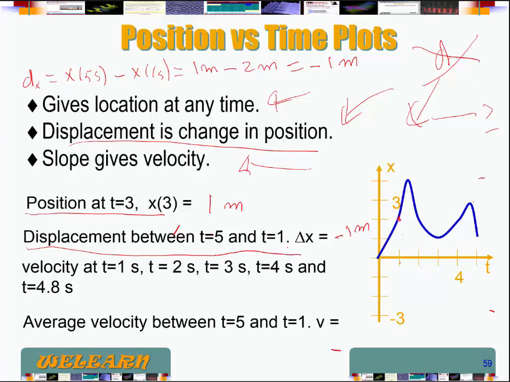Velocity at 1 second, so we are here. So I need to get the slope here. Remember, slope is rise over run. So for example, if I get this line, the run is 1 second, the rise is 1, 2. So it's 2 over 1. So for this here, velocity at 1 second, it is 2 meters per second.